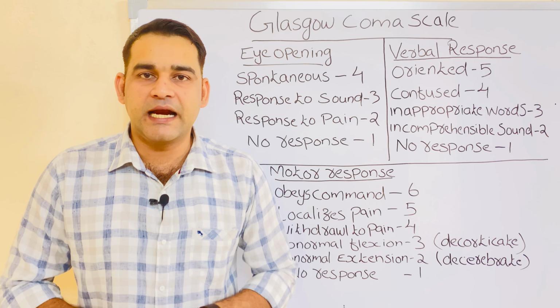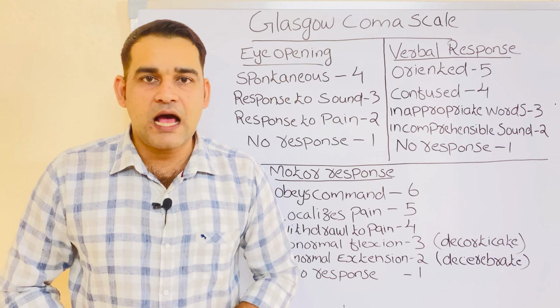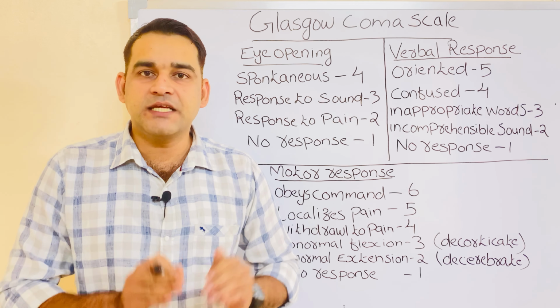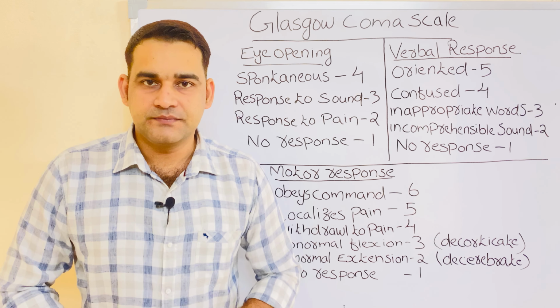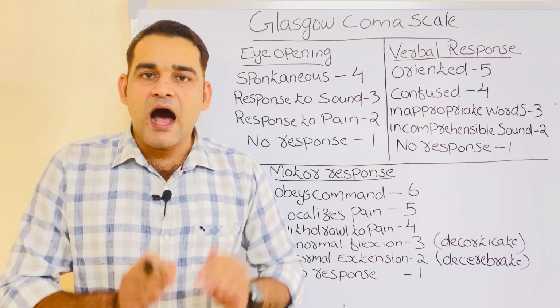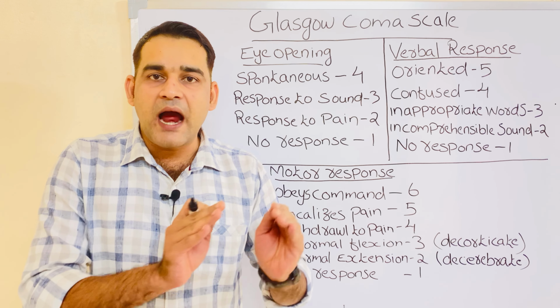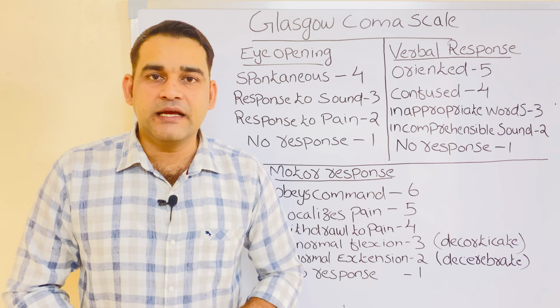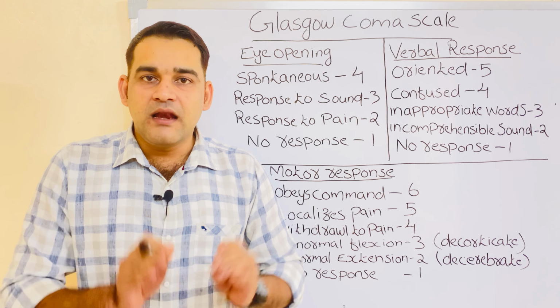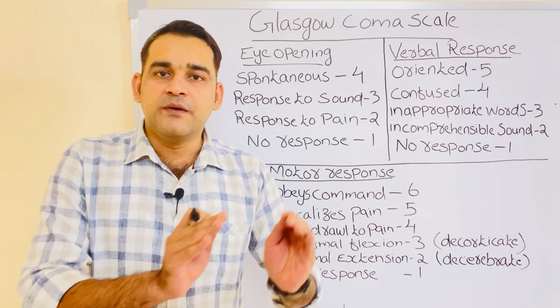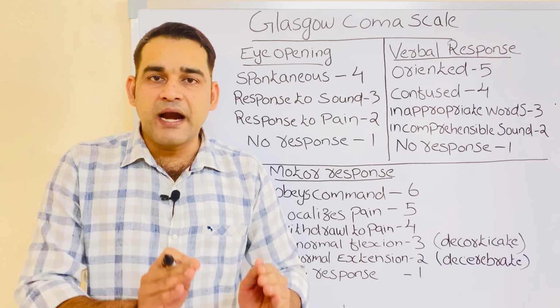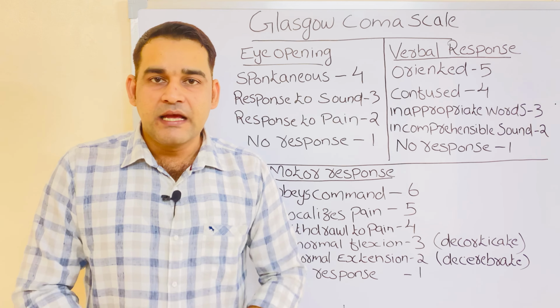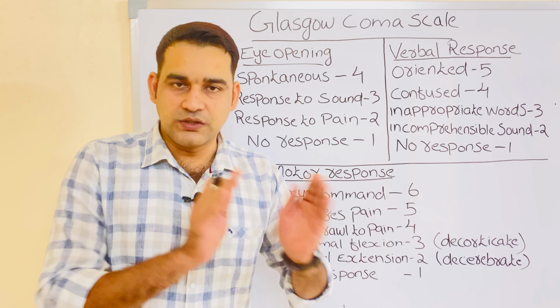Today we are going to discuss the Glasgow coma scale. So what is meant by the Glasgow coma scale? It is the assessment technique used to identify the level of consciousness of a person. It is used to identify whether a person is in a coma stage or not.